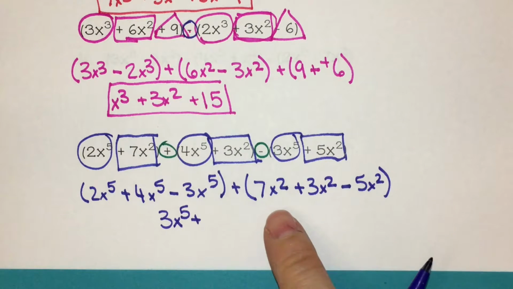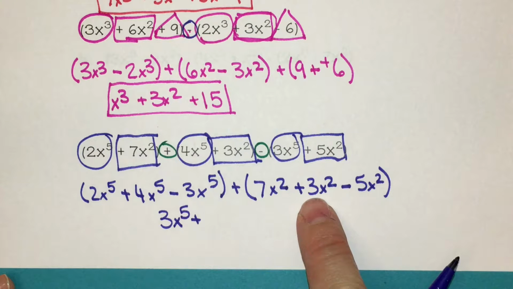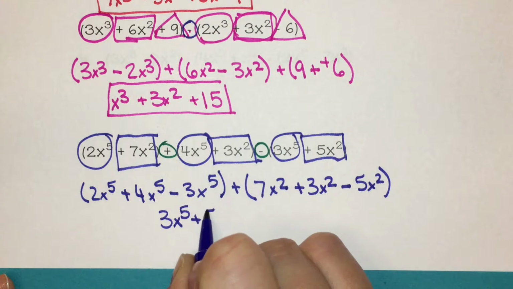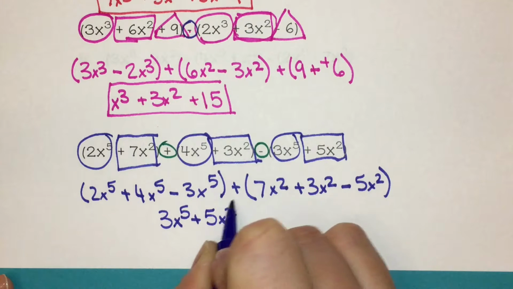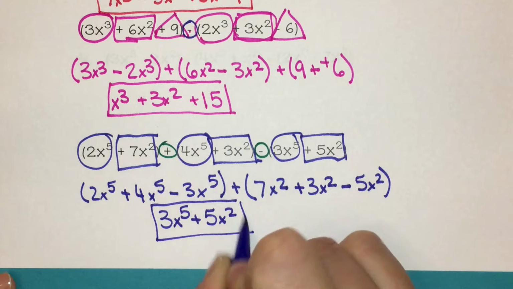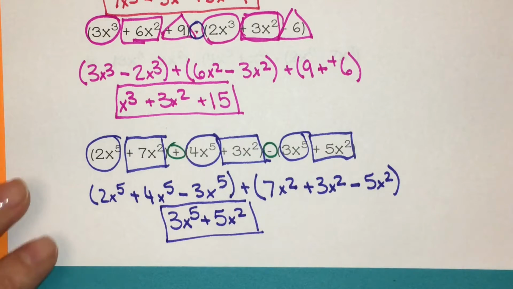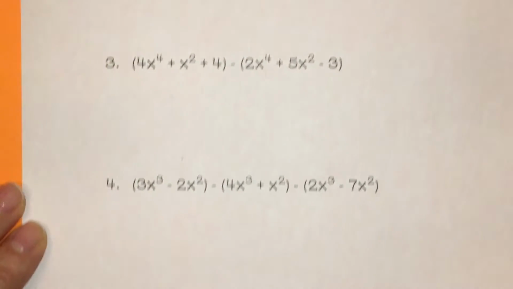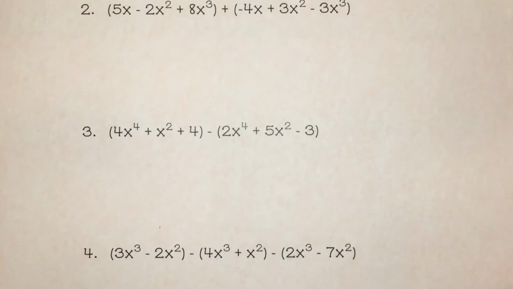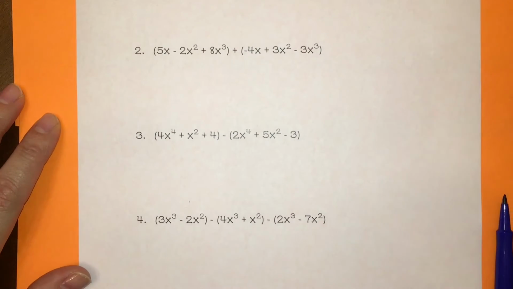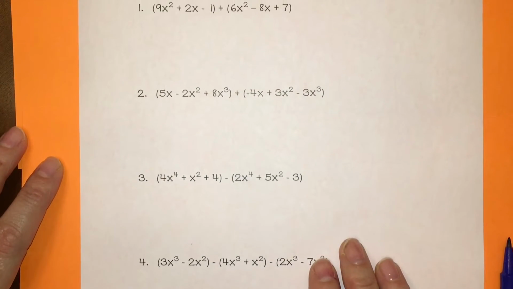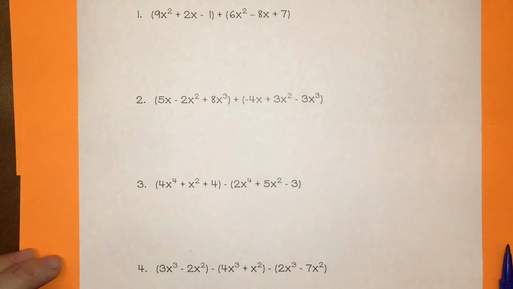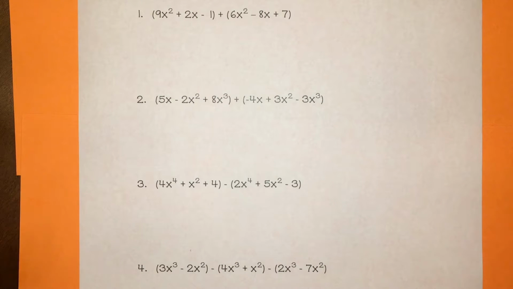Plus, now we're going to do x squared. 7 plus 3 is 10, 10 minus 5 is 5, and it is x squared. All right, I'm going to give you guys 4 problems to do. I'm going to zoom out a little so you can see all of them. Come back when you're ready for the answers, and I will go through them with you.